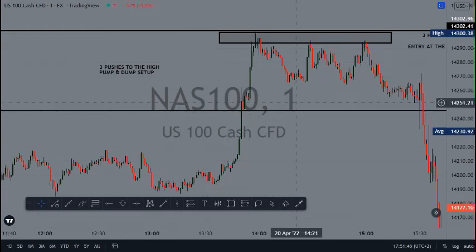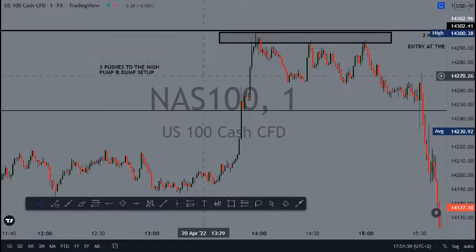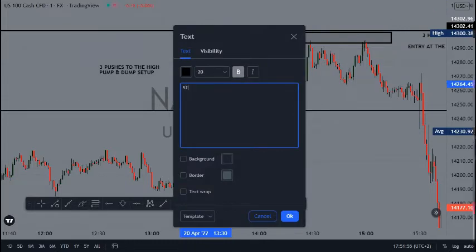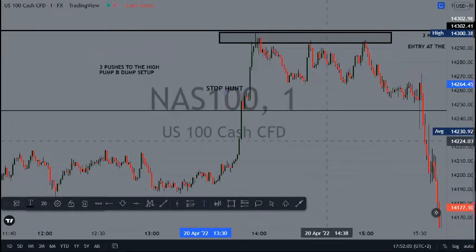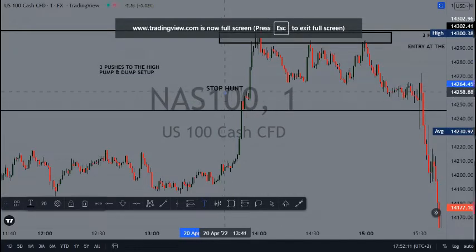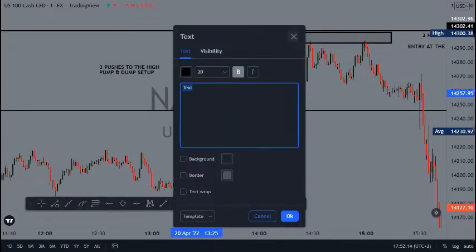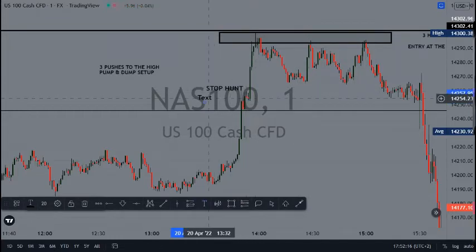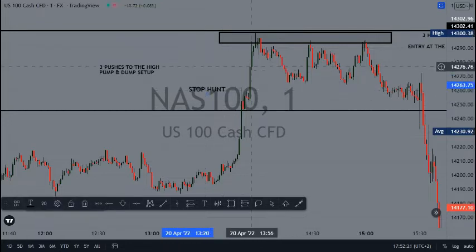Yesterday's high, then we got 3 pushes, which was a stop hunt. This was a stop hunt. Excuse me, I'm going to the full screen mode. This was our stop hunt. I told you that stop hunts are usually fast and aggressive moves, and you can see these are very fast and aggressive moves.